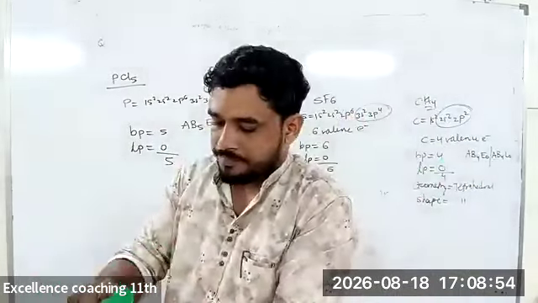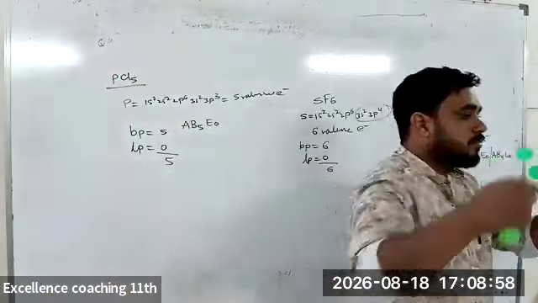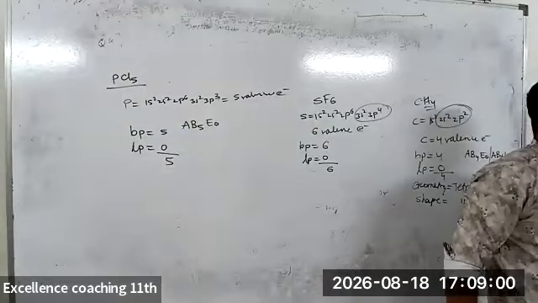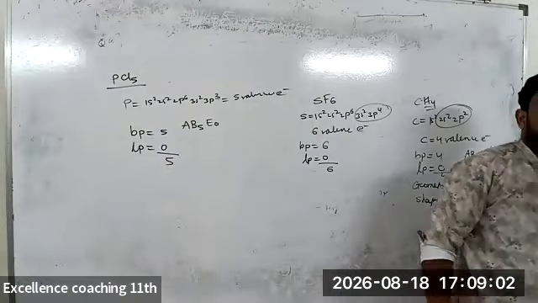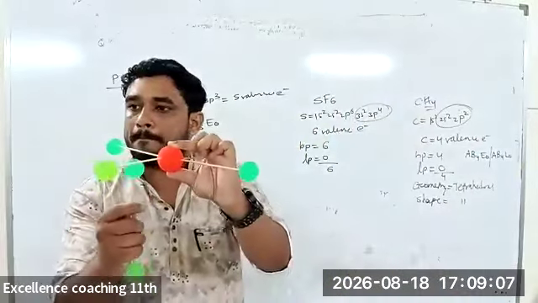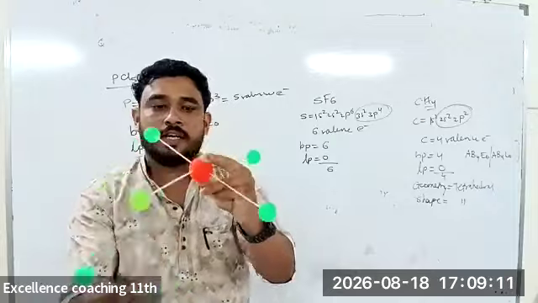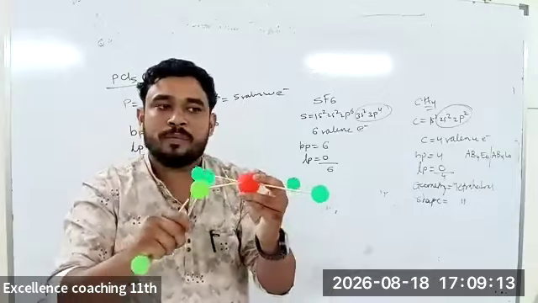This looks like a sphere. Sort of sphere. So triangular. These 4 are present in one plane. Can you tell me this angle? 90. This angle, this angle, this angle. What type of bonds are these?